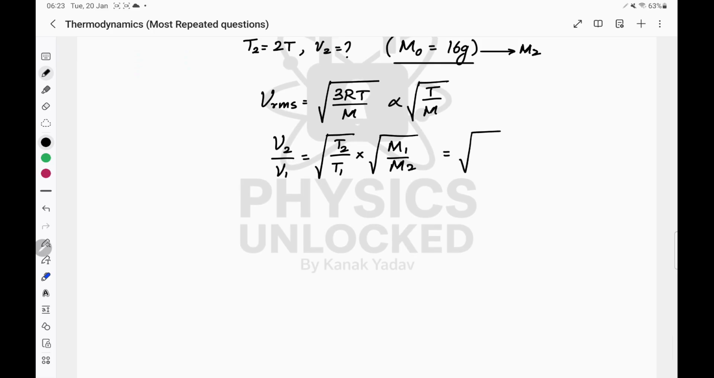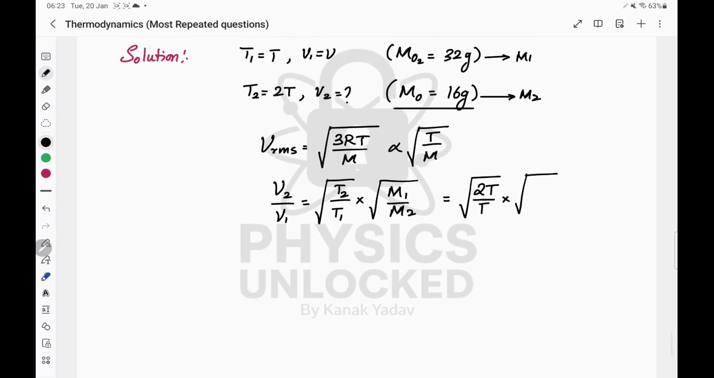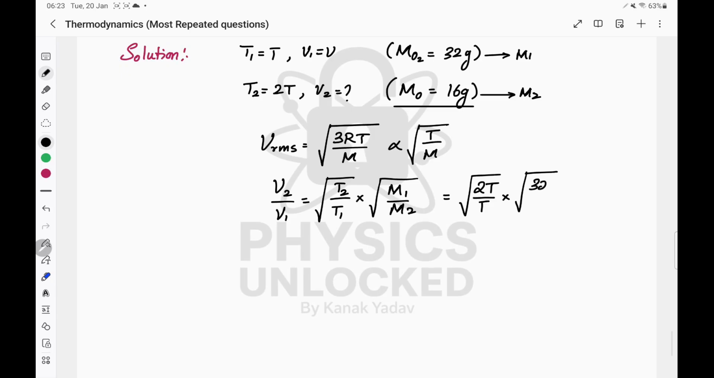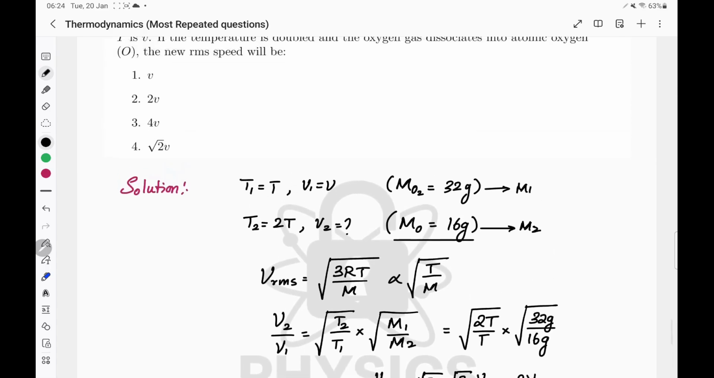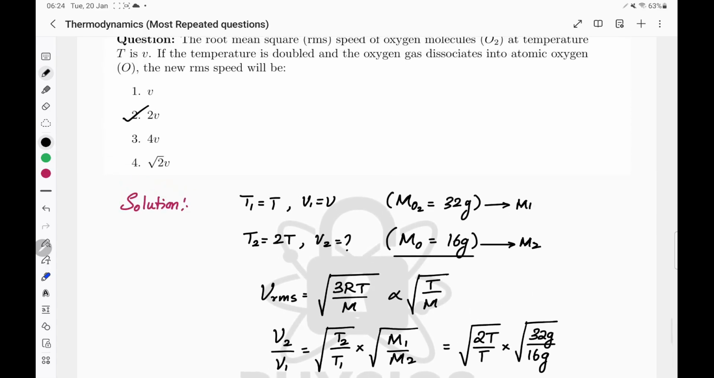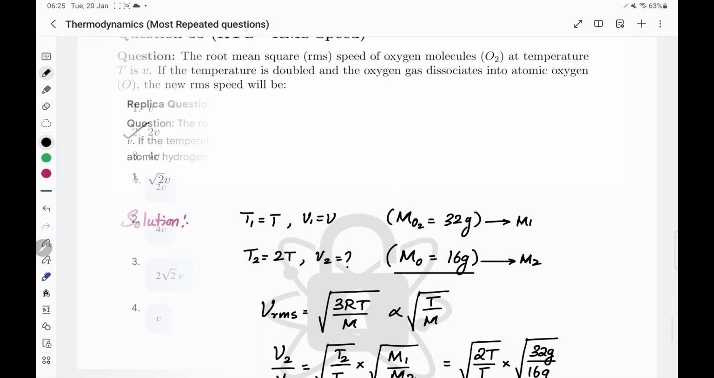Root of T2 divided by T1. T2 is 2T and T1 was T. Root of M1 divided by M2. In the first case, your molecular mass is 32 grams and in second case, your gram atomic mass is 16 grams. So basically you get V2 would be equal to root 2 into root 2 into V, which would be equal to 2V. This would indicate that option 2 is the correct answer.